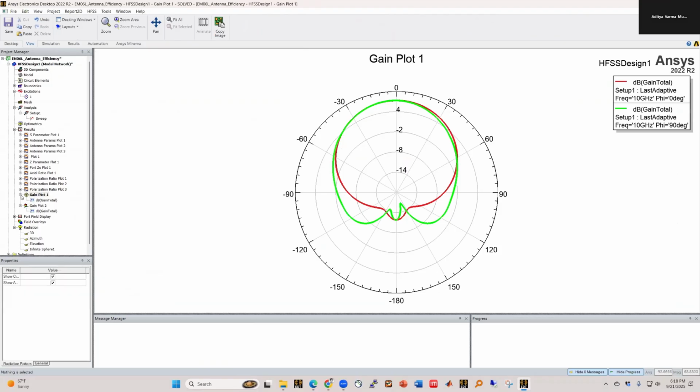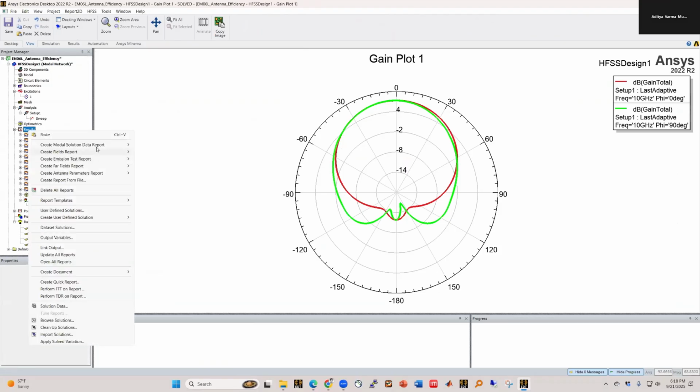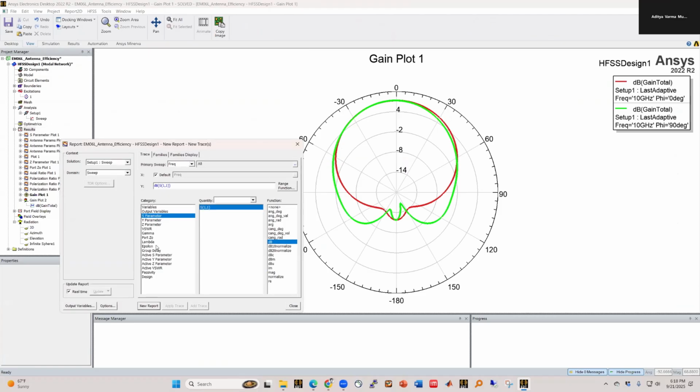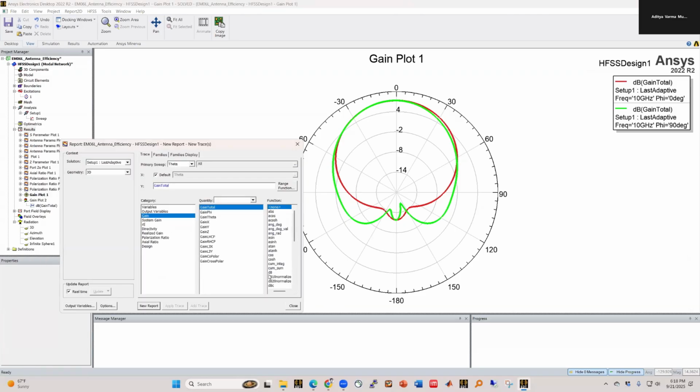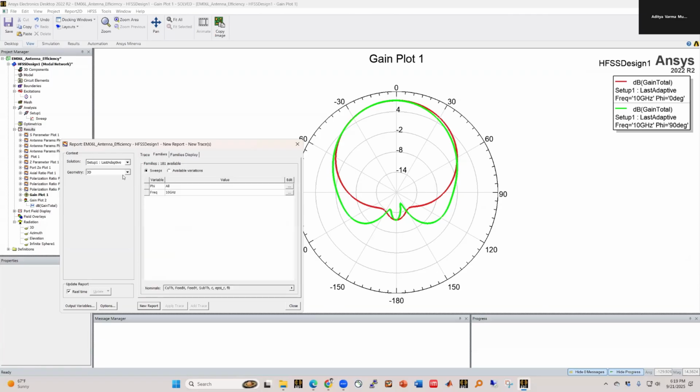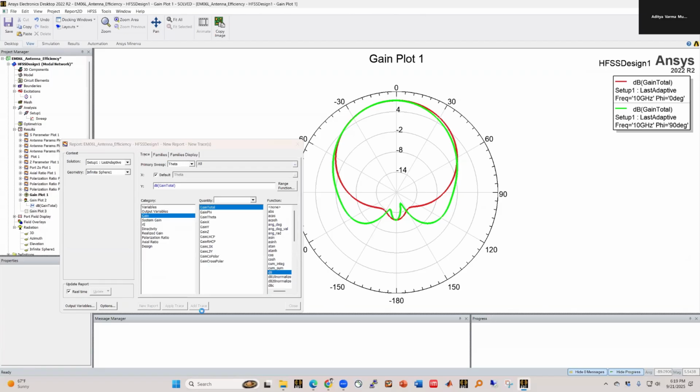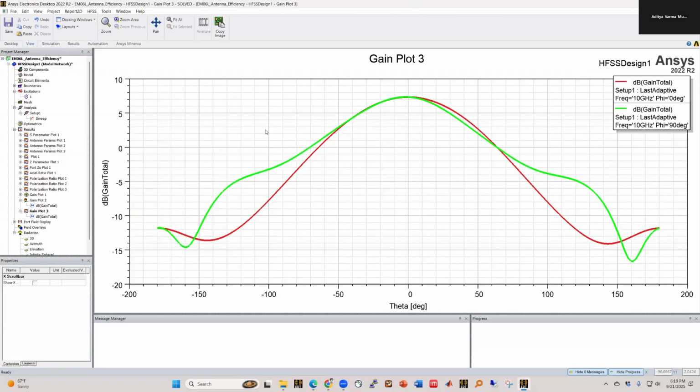Okay. It's also sometimes useful to plot the radiation pattern in rectangular plot. So let's do that. Far field report, rectangular plot, gain dB. And I only want it in my infinite sphere, and now I can leave it as all because you only have two, right? Say new report. And the reason behind that is that I want to know what the beam width is. Half power beam width, right?